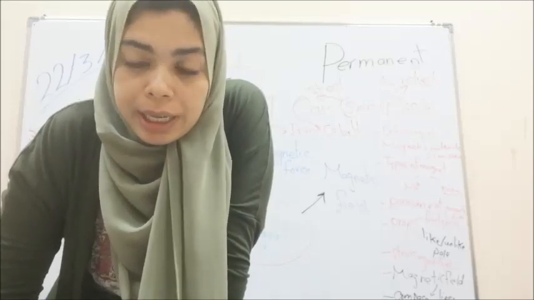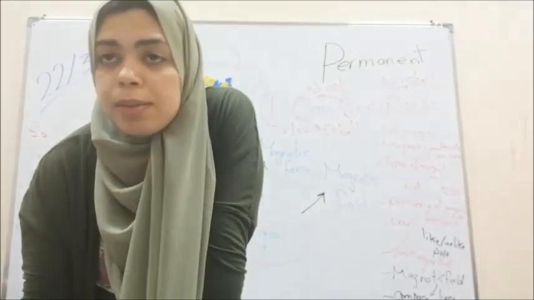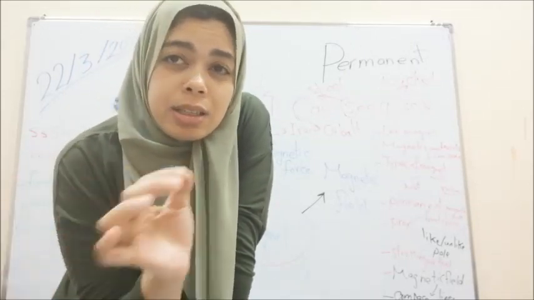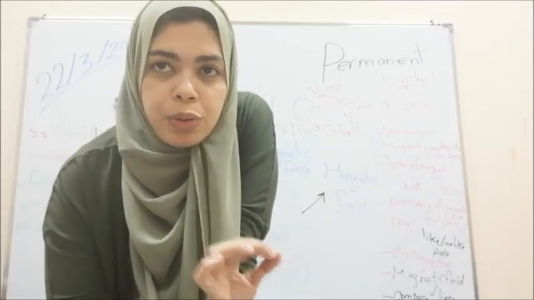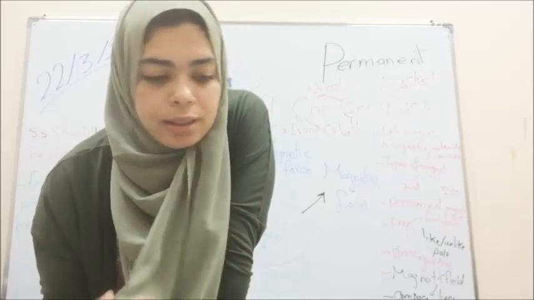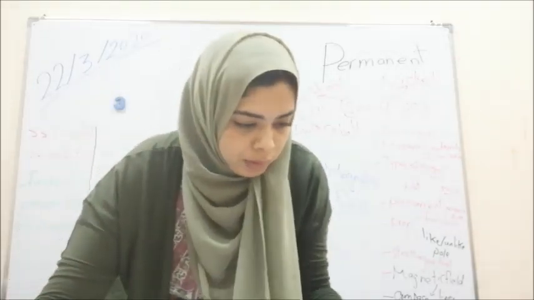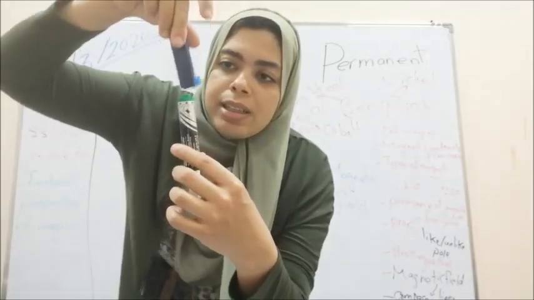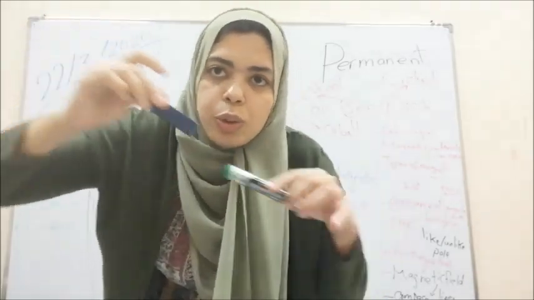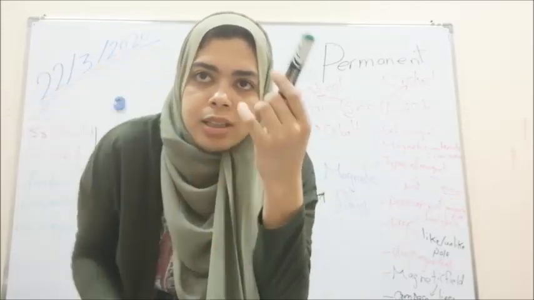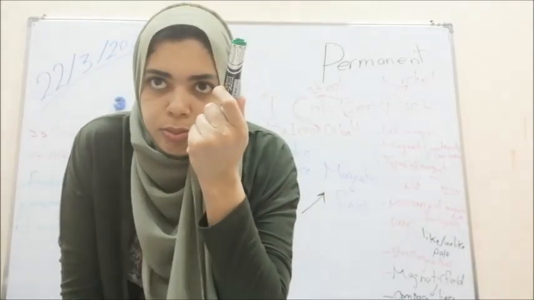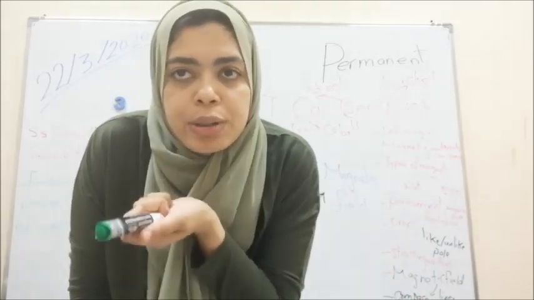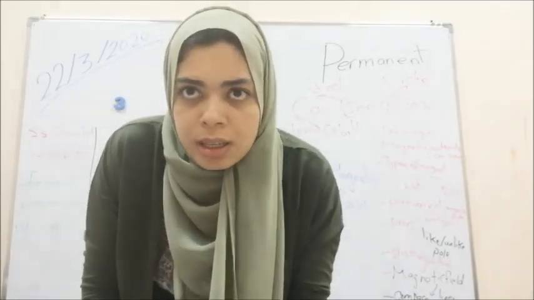For non-magnetic materials, let's start with the word non. Non comes from the word not. So not magnetic material, or non-magnetic material, like plastic. Plastic is not attracted by the magnet. See? No attraction, no repulsion, nothing. So plastic is one of the non-magnetic materials, because it's not attracted by the magnet.